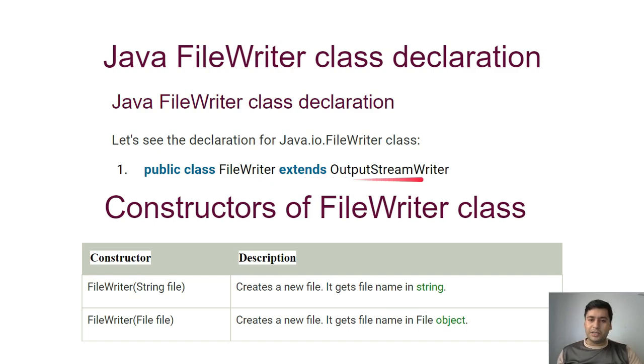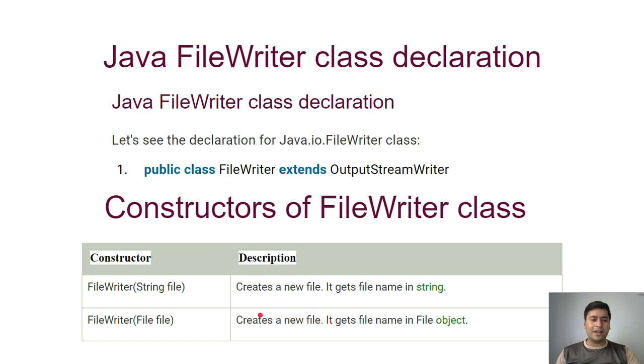In the same way, you can have several constructors. For the FileWriter class, we can pass our file name here. It will create the file, and whatever value you give, it will store all that data inside this file. One constructor creates a new file from a file name given as a string, and another creates a new file from a File object.